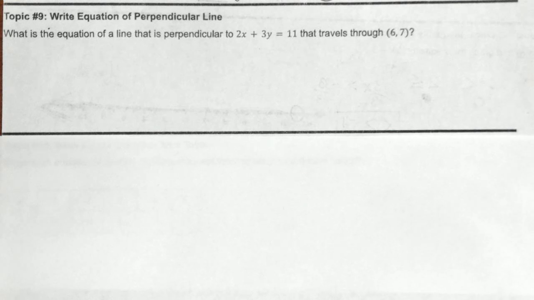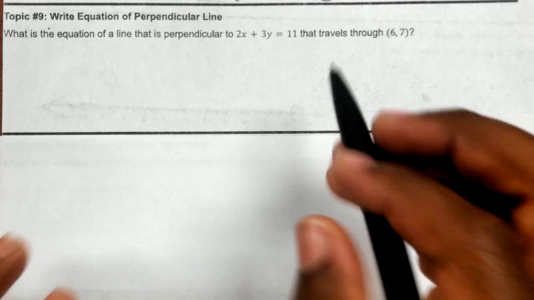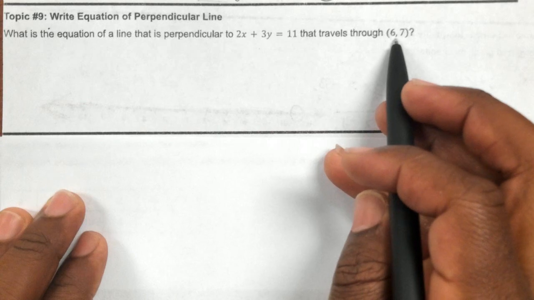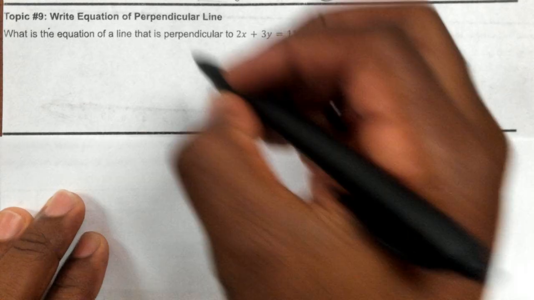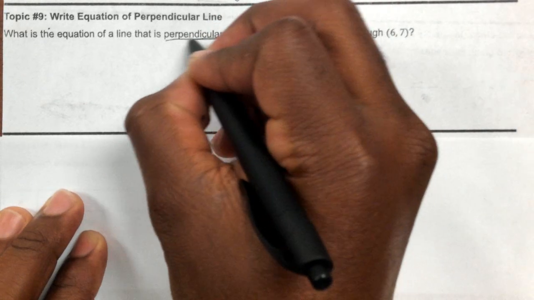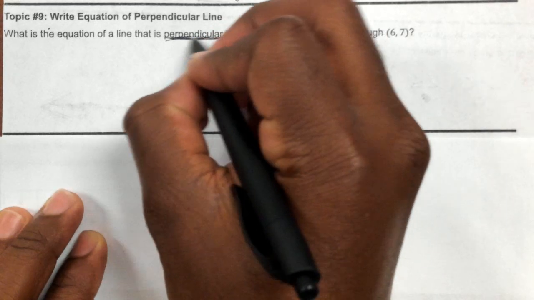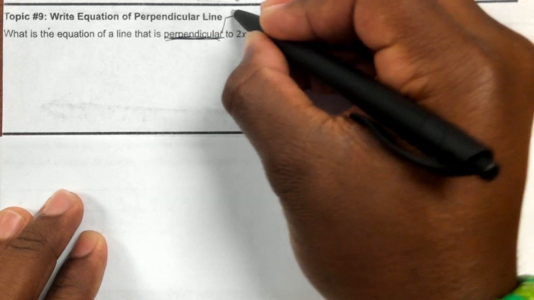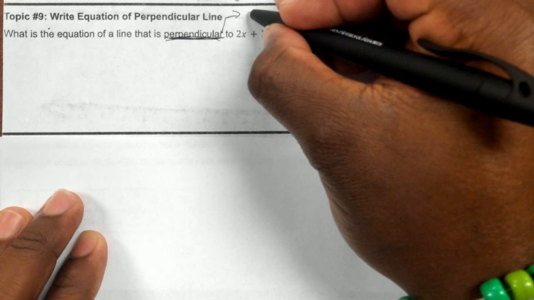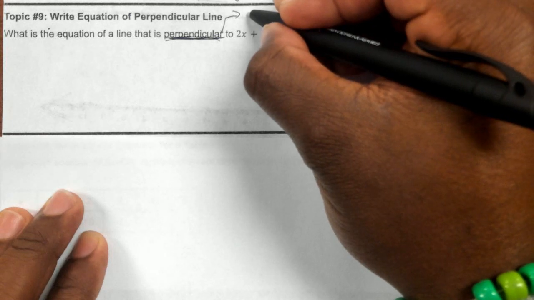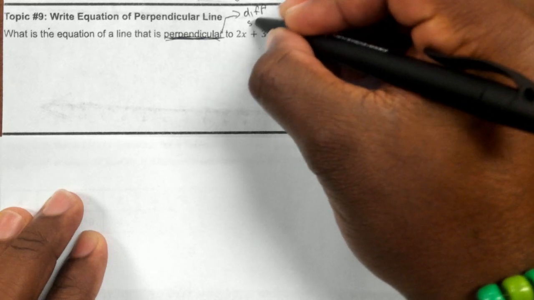Question number 9 says, what is the equation of the line that is perpendicular to this equation that travels through this point? The word perpendicular actually means something different than parallel. Perpendicular means that you change the sign. So again, you're going to have a different slope.